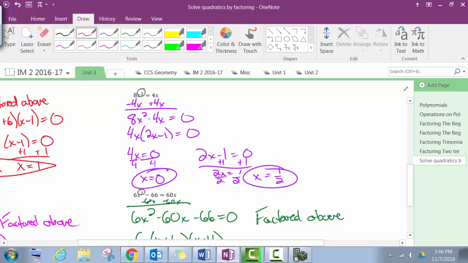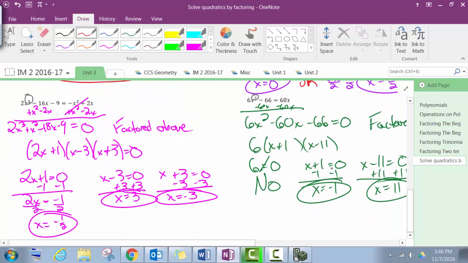Here, we subtract 4x from both sides, so we get x squared minus 4x. Take out our GCF, 4x, get 4x times 2x minus 1, and set them both equal to 0. 4x equals 0. Well, we divide by 4, x equals 0. Or, we set 2x minus 1 equals 0. Add 1 to both sides. We get 2x equals 1, divide by 2, so x equals 1/2. So we have two different answers.